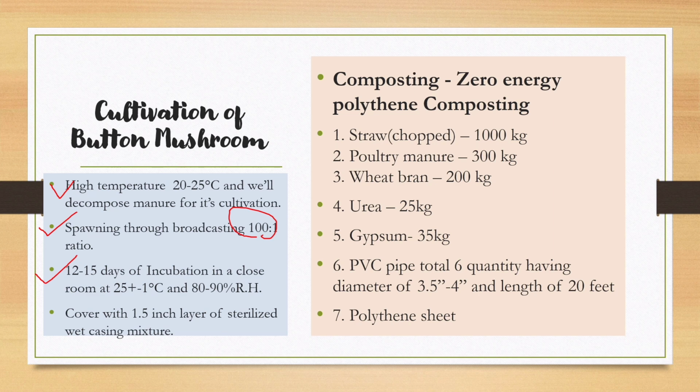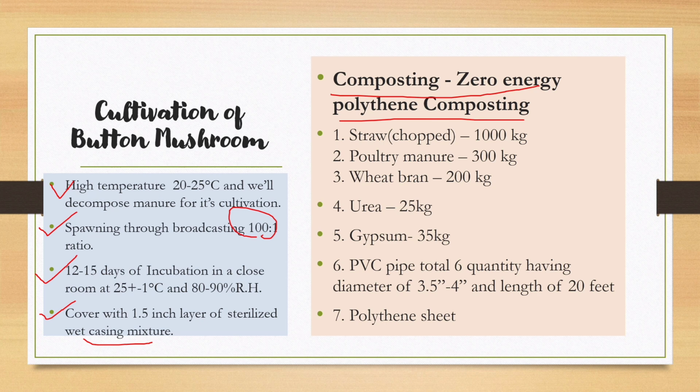After 12 to 15 days of incubation, when the mycelium of the spawn has completely covered the compost, it is covered with a 1 to 1.5 inch layer of sterilized wet casing mixture containing FYM alone, or FYM plus compost, or FYM plus forest soil, or FYM or soil or vermicompost with coco peat. Then it is treated with formalin and bavistin and then applied. The mycelium of button mushroom will not fructify unless the surface is covered with a layer of fine casing mixture. Now coming to composting, how the compost is made.